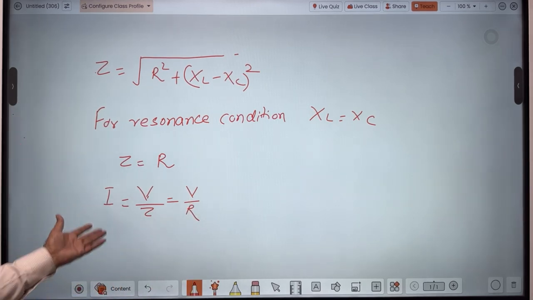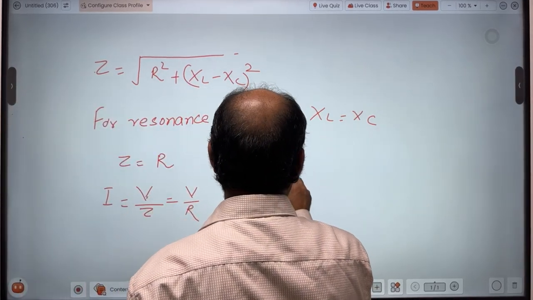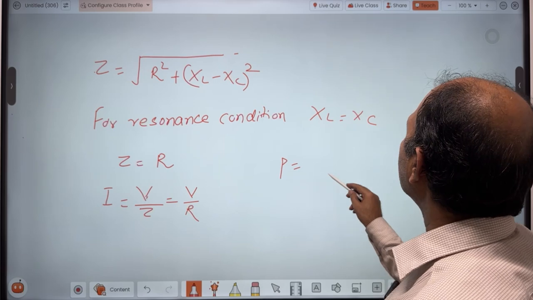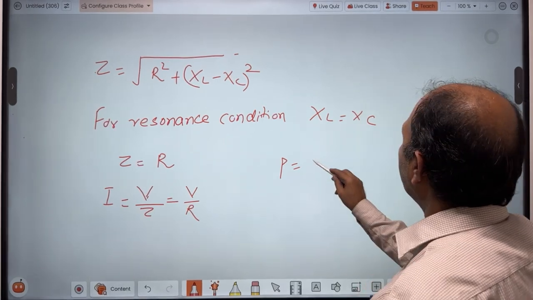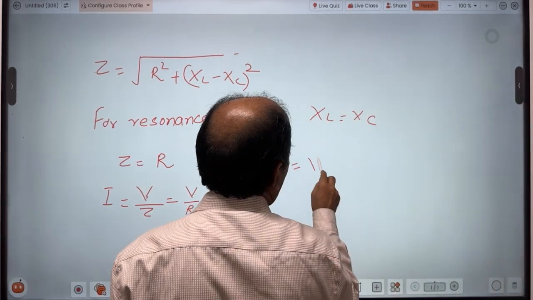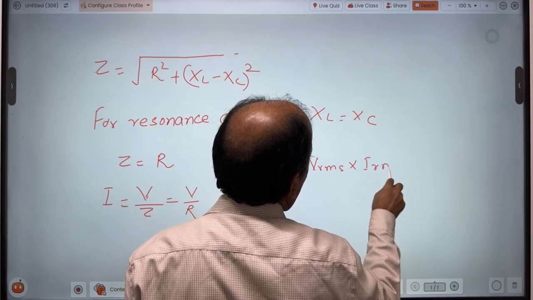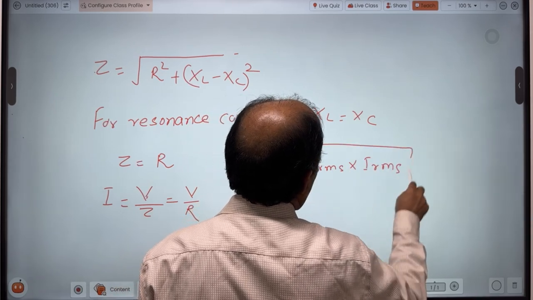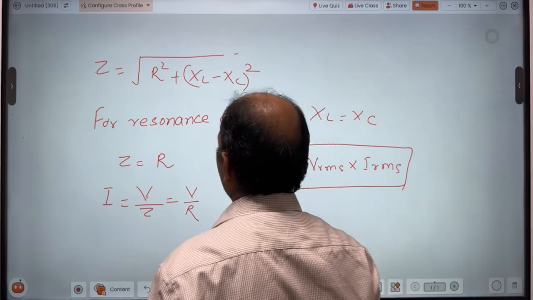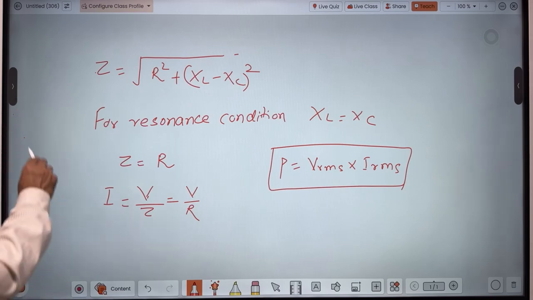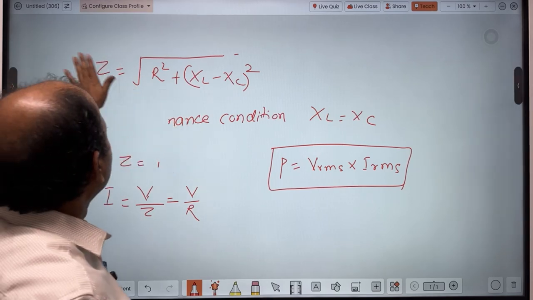And here if we want to find out what is average power consumed, then it will be equivalent to power consumed in AC circuit containing R. So it will be equal to VRMS into IRMS, right? So this value we will get, and here at resonant condition, suppose we want to find out frequency, what is the resonant frequency? So we can easily evaluate.